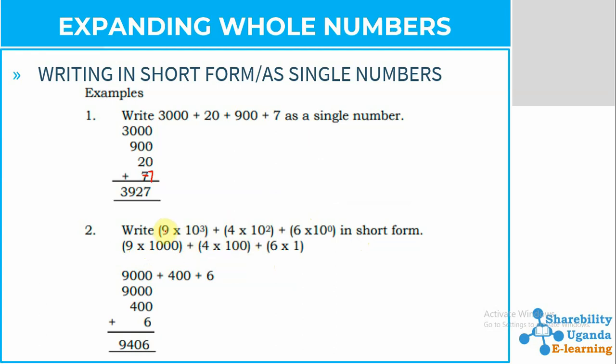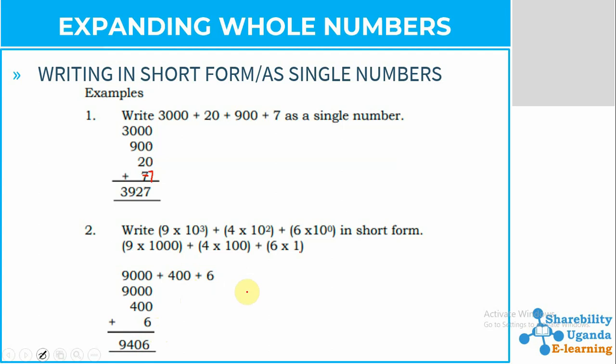Remember we said if you have 9 times 10 to the power 3, this means our 9 is going to have 3 zeros added. Then 4 times 10 to the power 2, you add the two zeros, that is 4 times 100, so this is 400. Then any number to the power 0 is 1. That's why they are able to say 6 times 1. So this simply means we are going to get 9,000 plus 400 plus 6, and come up with this number in short form.